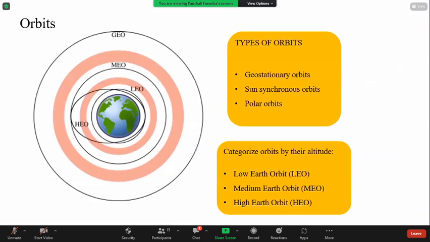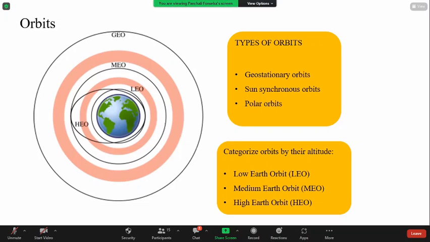There are three orbits where satellites orbit, and the three types are geostationary, sun-synchronous, and polar orbit. In geostationary orbit, the satellite's orbit matches the Earth's rate of rotation. In sun-synchronous orbit, it tries to keep the angle of sunlight on the surface consistent. And in polar orbit, it passes above both poles of the Earth.